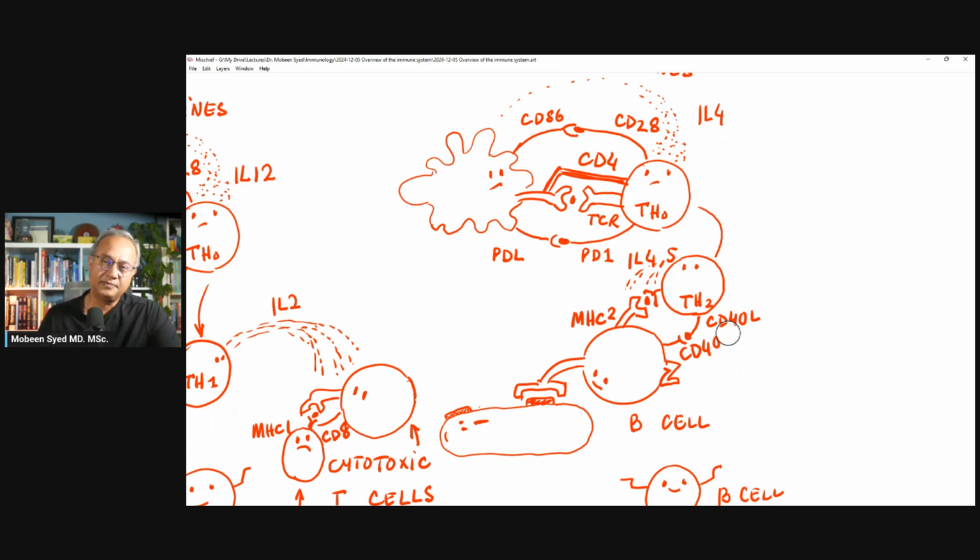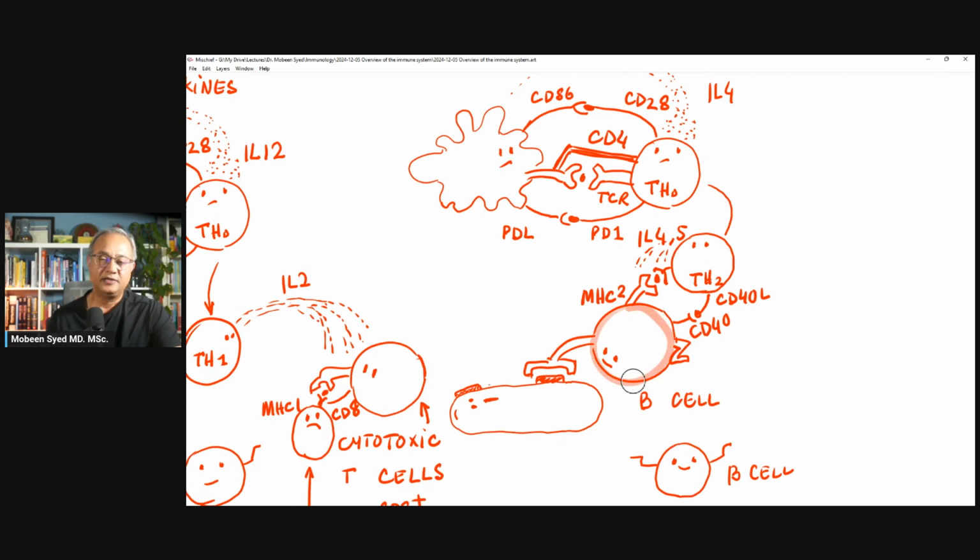T helper 2 cell releases a number of cytokines: interleukin 13, interleukin 10, interleukin 4, interleukin 5, I believe even interleukin 3. I'm not sure about that, so don't quote me on it. So T helper 2 will now bind with a B cell. So we are in the lymph node. There are many B cells here.